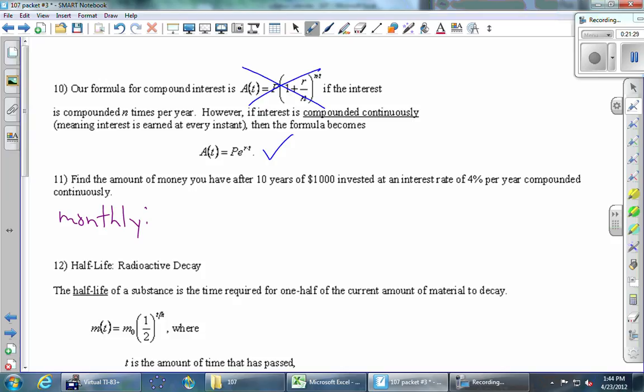So how much is P? 1,000 times 1 plus R over N. R? 0.04. Don't forget it's a decimal. Don't put a 4 up there. You put a 4, you're doing 400%. Divided by, if we're doing monthly compounding, how much is N? It's 12. To the same 12 times T. How many years are we letting the money grow? 10 years. Very carefully type that into the calculator.